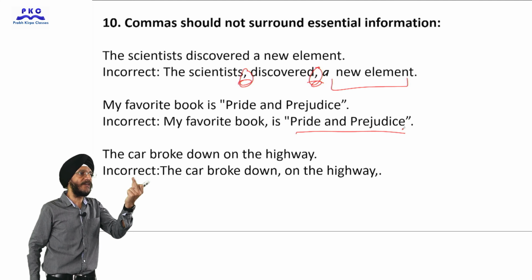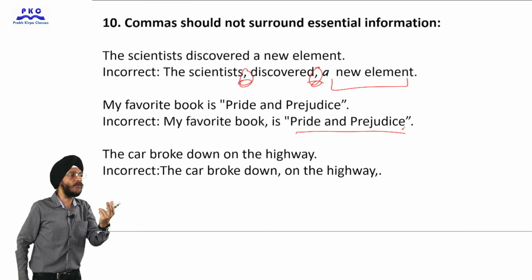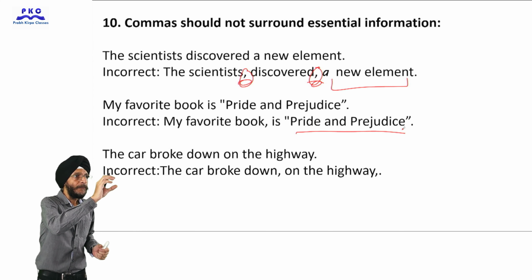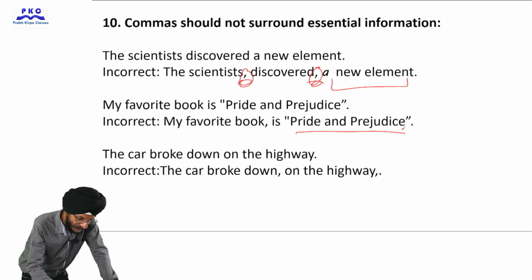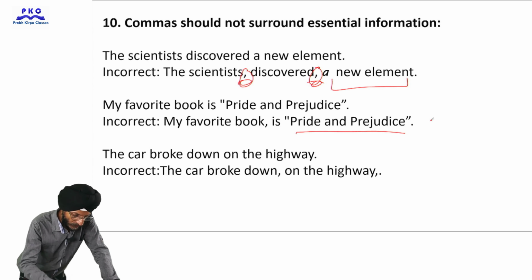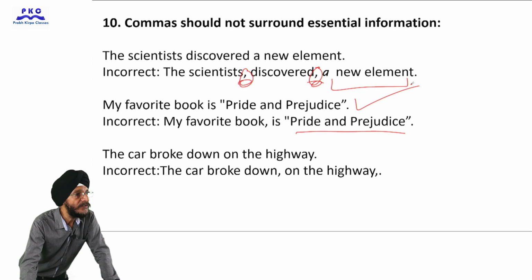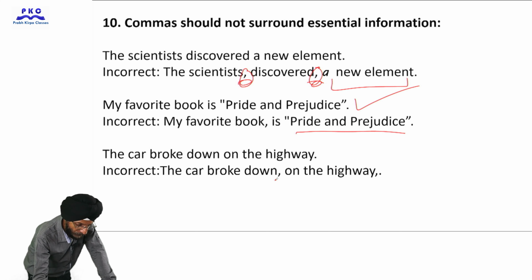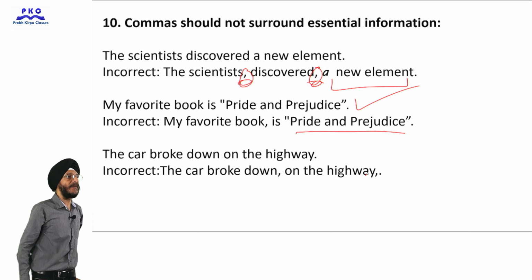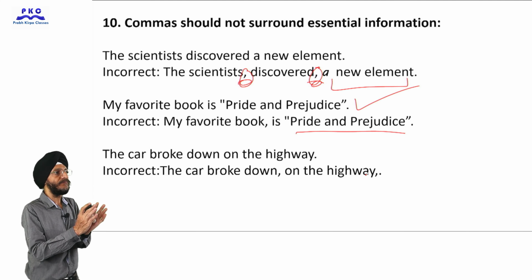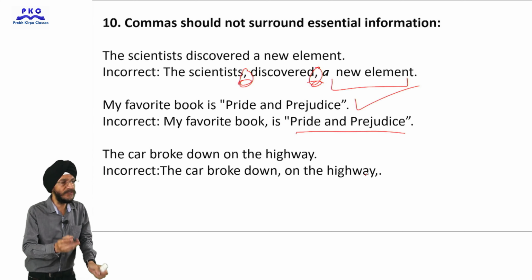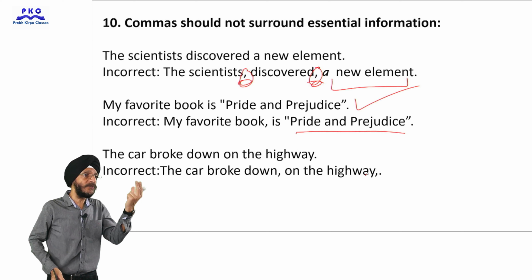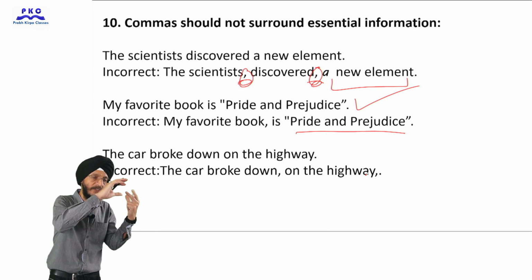We are talking about a favorite book, my favorite book. So if we put a comma before the essential information, it is awkward and not grammatically okay. This sentence is okay without the use of any comma. The car broke down on the highway. If we put a comma after down, before on the highway, it is incorrect, because the essential information to know is the car broke down. Where did it break down? On the highway.